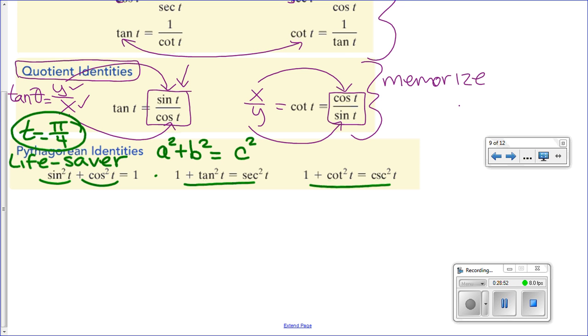Now, to be honest, 100% honest, I don't know them exactly. I'm always doubting myself. Was it plus? Was it minus? For this two. But I know how to derive them, all right? And so let me show you how to do that.